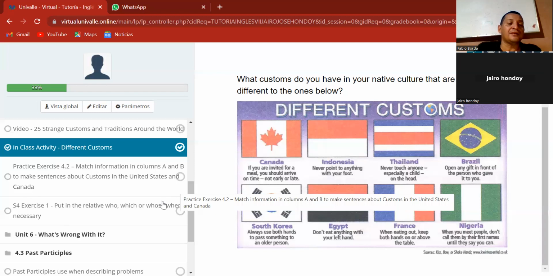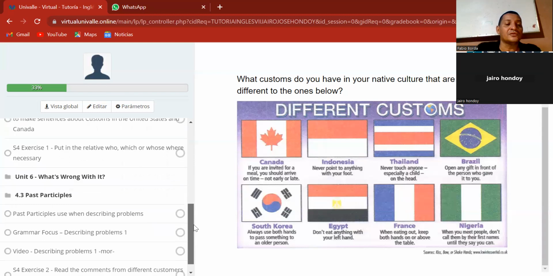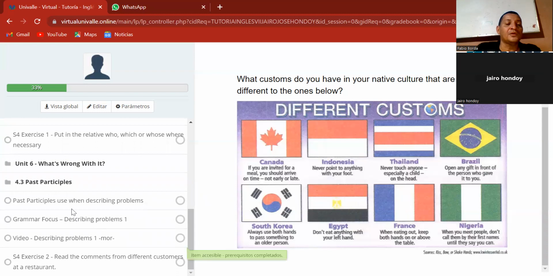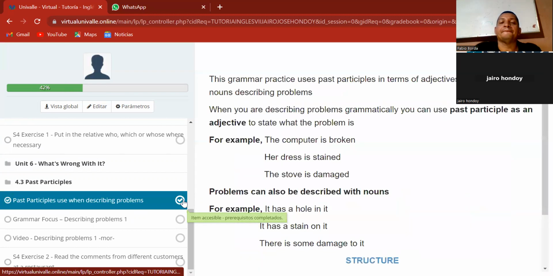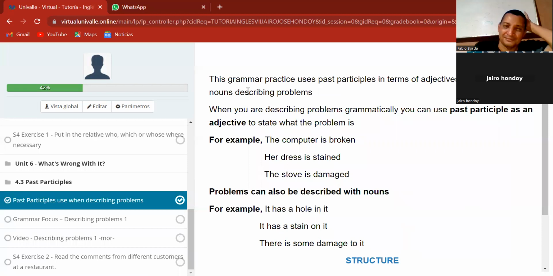Let's move to the practice exercise. This is an evaluative exercise, and also past participle used when describing problems. This grammar practice uses past participles as adjectives with verbs to describe problems. When you are describing a problem grammatically, you can use the past participle as an adjective to state what the problem is.